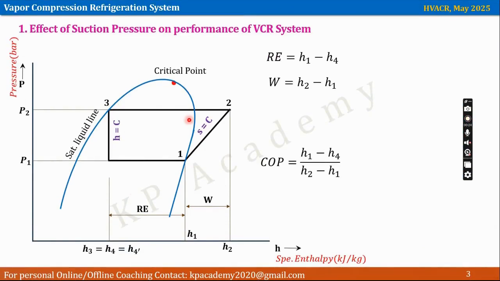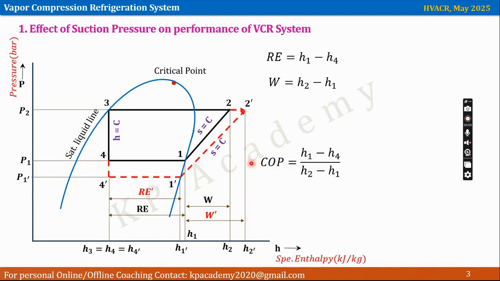So here is the effect of suction pressure on performance of vapor compression system. So this is the standard VCR cycle 1, 2, 3 and 4. The refrigerating effect for this cycle is what? RE is H1 minus H4. The work of compression is H2 minus H1. The coefficient of performance for the system is what? H1 minus H4 divided by H2 minus H1. That is refrigerating effect divided by work of compression.